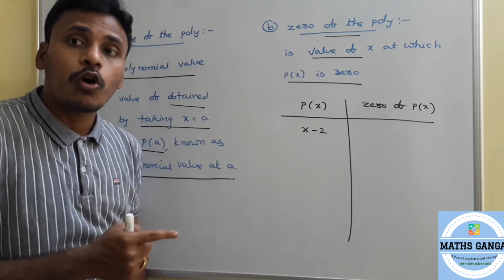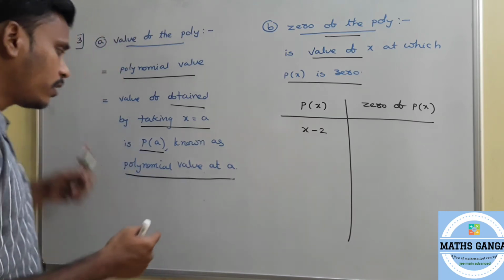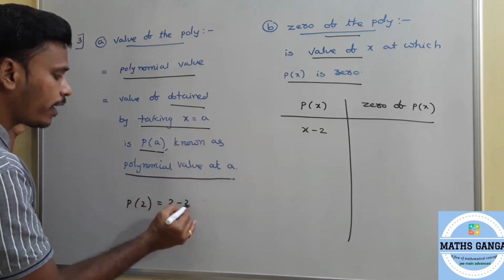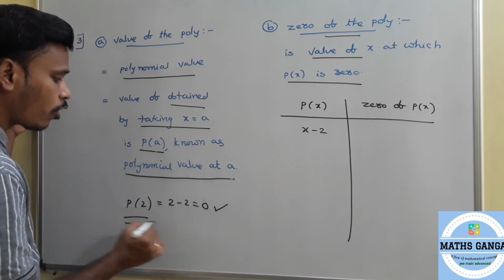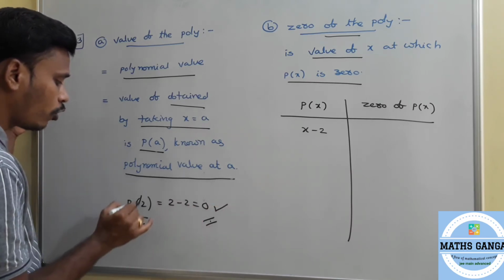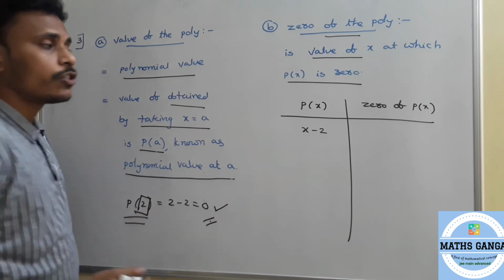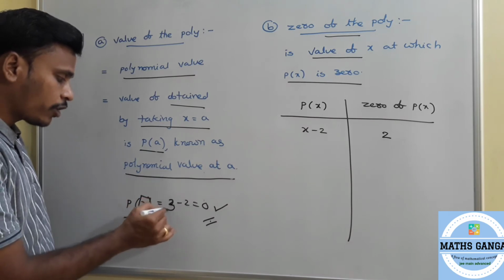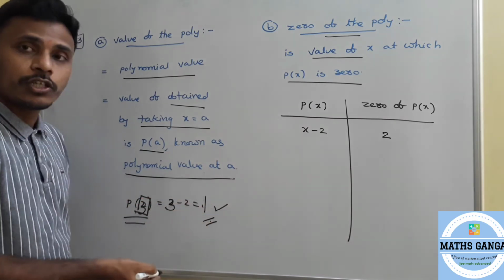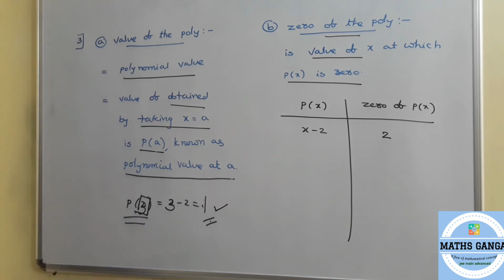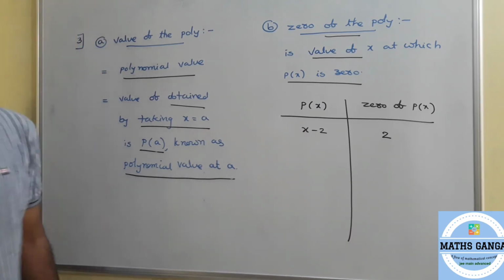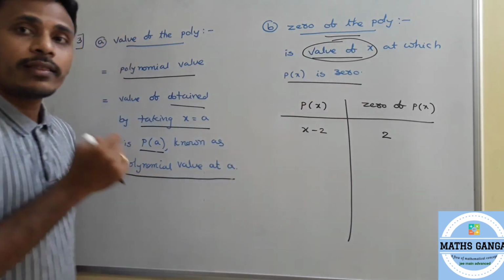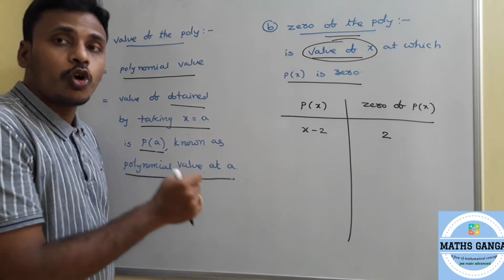See, for what value of x is the result 0? Okay, I will explain. If I calculate p of 2, what will happen? P of 2 is 2 minus 2, 0, right? So p of 2 is 0. Since p of 2 is 0, this 2 is considered a zero of the polynomial. Whereas if you calculate p of 3, 3 minus 2 is 1, which is not 0. So this 3 is not a zero of the polynomial. For every polynomial, we need to think about the value of x at which p of x is 0, and that value of x is considered a zero of the polynomial.